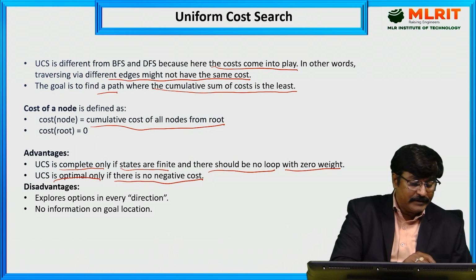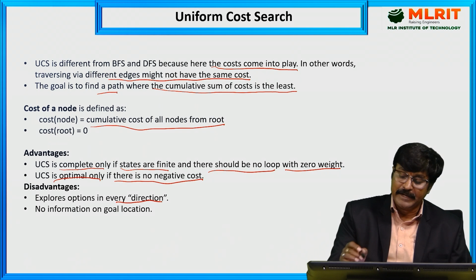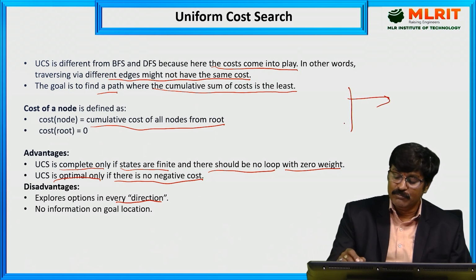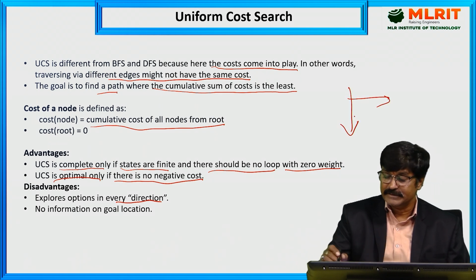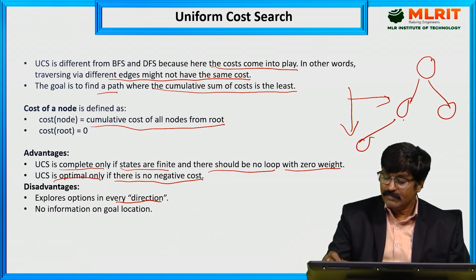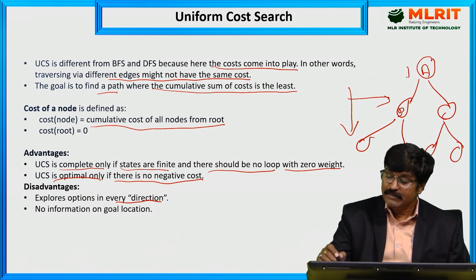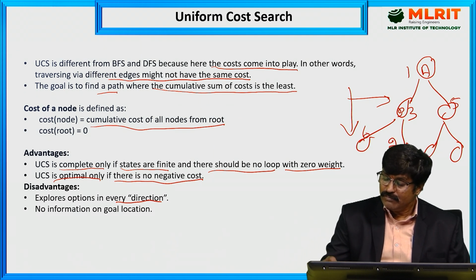Disadvantages: it explores the options in every direction, because it is going either breadth level or depth level. Both cases it is going on in uniform cost search. Whatever nodes are there, it is based on the cost factor. Suppose the costs are 1, 3, 5, 6, 2, 0, suppose like this. So this is the goal node, suppose.